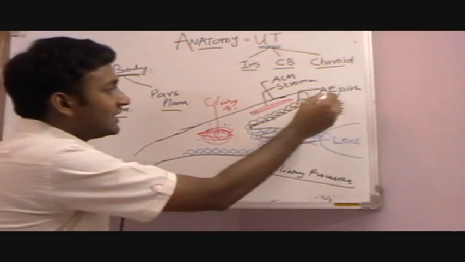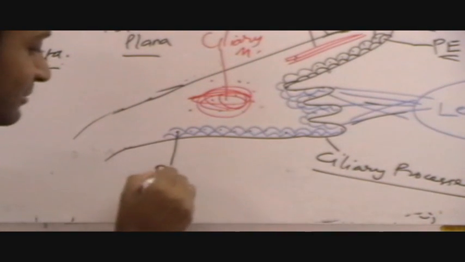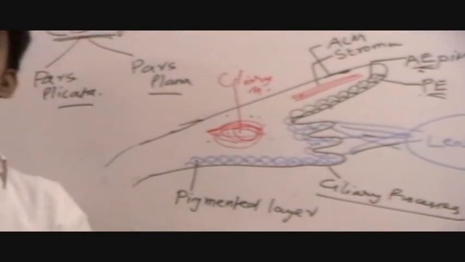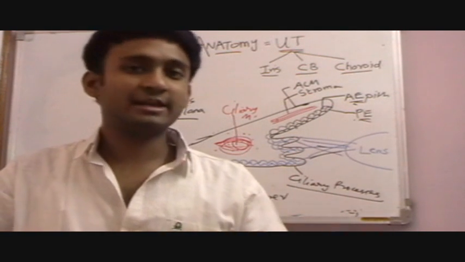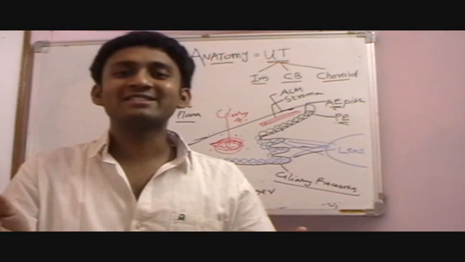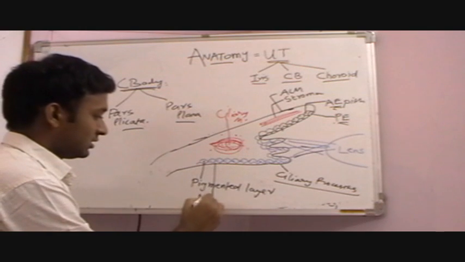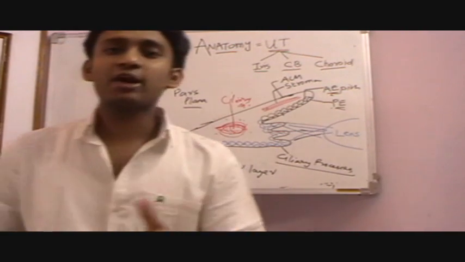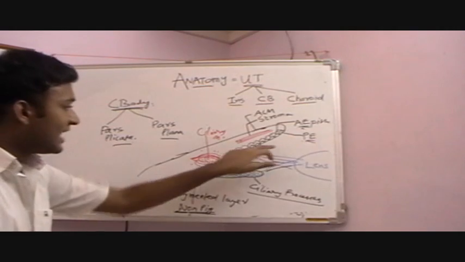Now, the more important point is, the anterior epithelium of the iris continues here as the pigmented epithelium or the pigmented layer, whereas the posterior epithelium continues as non-pigmented. So, the posterior epithelium of the iris continues as the non-pigmented layer of the ciliary body. The anterior epithelium of the iris continues as the pigmented layer of the ciliary body. The importance of the non-pigmented layer is essential because this is the layer which produces aqueous humor. So the non-pigmented layer of the ciliary body produces the aqueous humor. Okay? So that is the anatomy of the iris and the ciliary body.